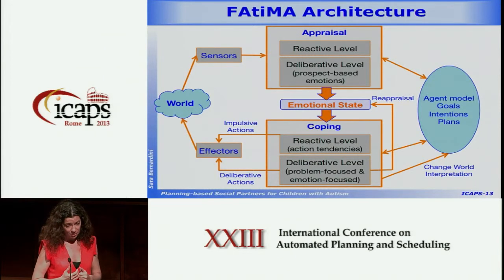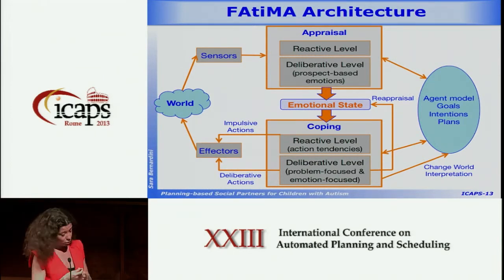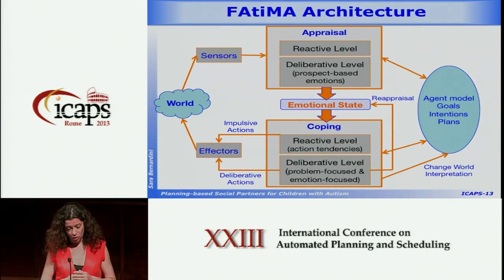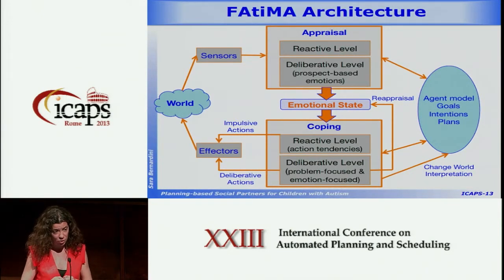So this is the FAtiMA architecture. As you can see, there are two main mechanisms behind FAtiMA: appraisal and coping. So the agent experiences emotions based on its appraisal of the external events, and against the backdrop of its own personality. And then the agent deals with this emotion through problem-focused and emotion-focused coping strategies. And both appraisal and coping work at two different levels, reactive and deliberative. Reactive, of course, affects the short-term behavior of the agent, and deliberative, the goal-oriented behavior of the agent.